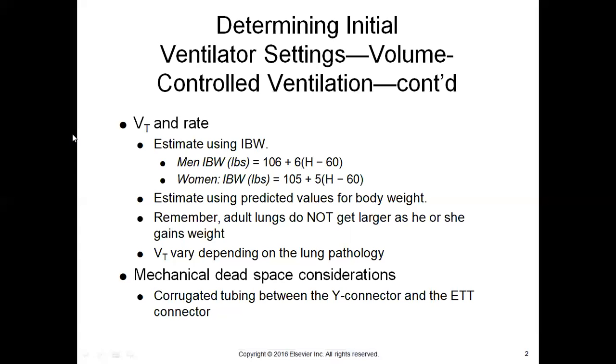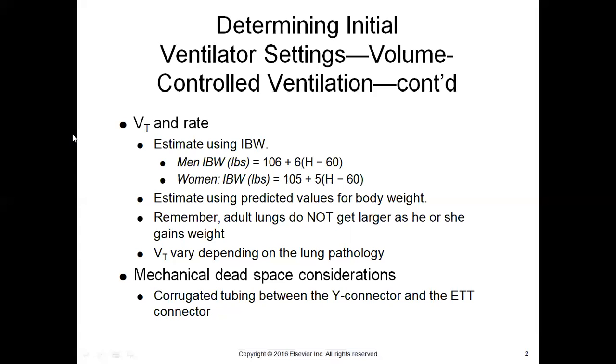There's a good point there on the slide that adult lungs don't get larger as he or she gains weight. So if we have a 50 or 60 inch patient that weighs 300 pounds, we still need to go off that patient's height, not off their total weight, because those lungs don't get larger as they gain weight, and we can potentially do harm to that patient.